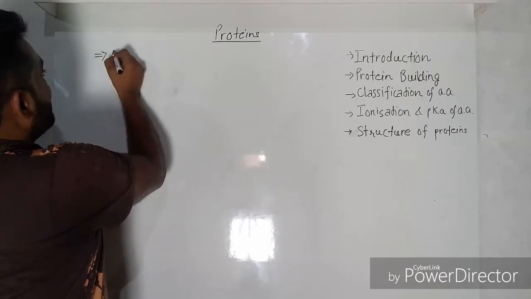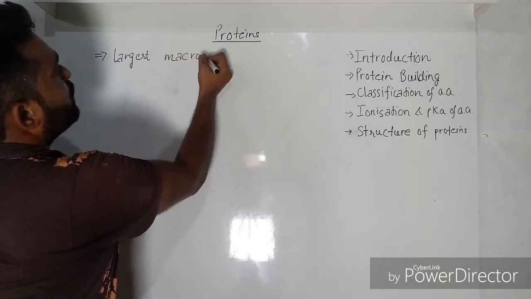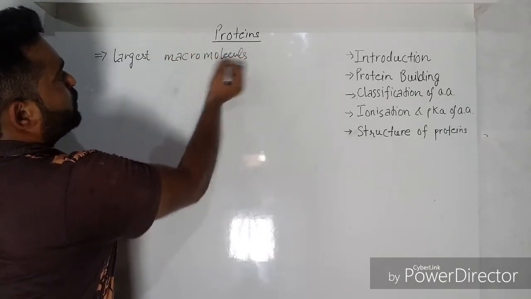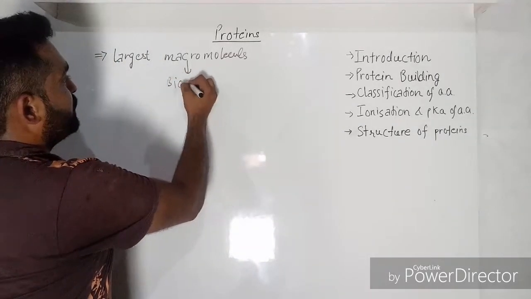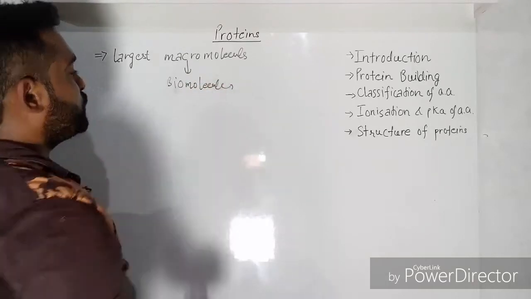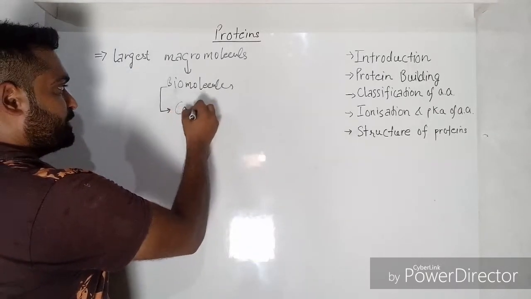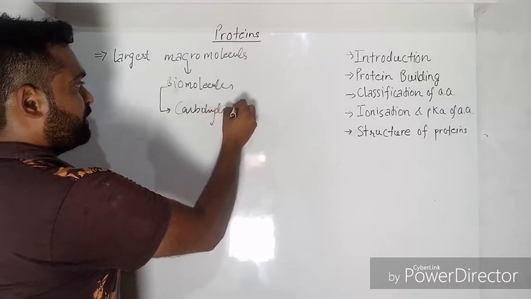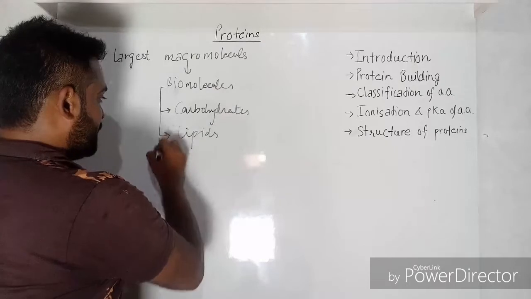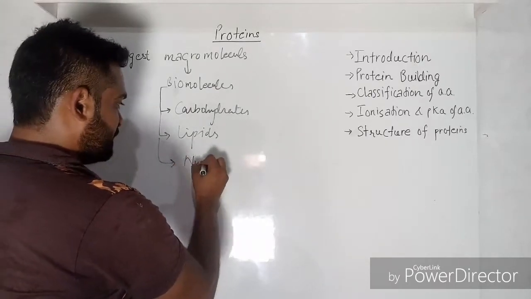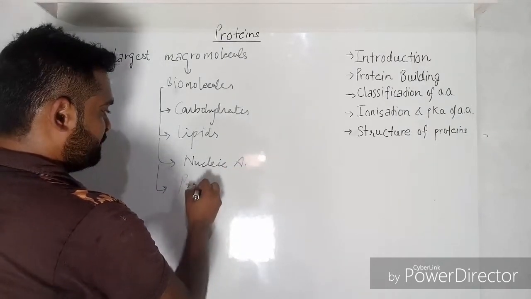These are the largest macromolecules. Now what are macromolecules? These are simply the biomolecules. We know there are four types of biomolecules. The first one is the carbohydrates, okay. The second is the lipids. The third one is the nucleic acids, and the fourth one is the proteins.